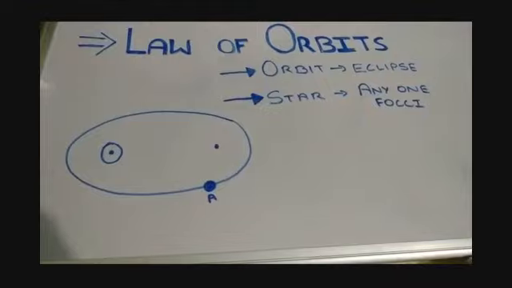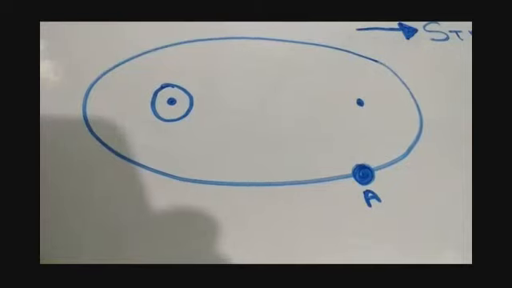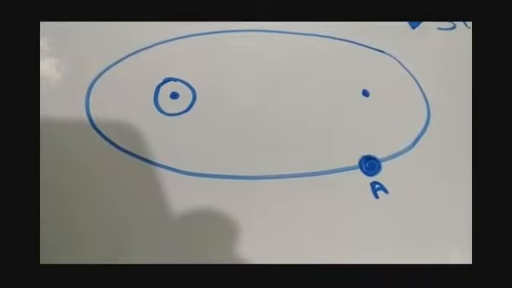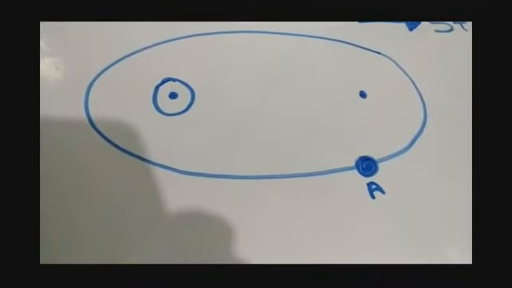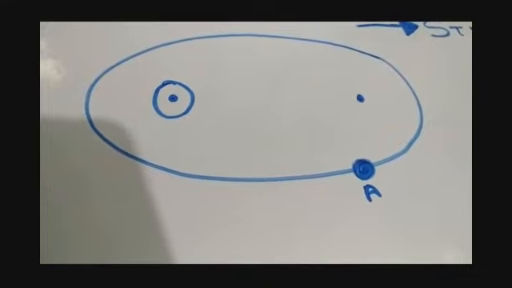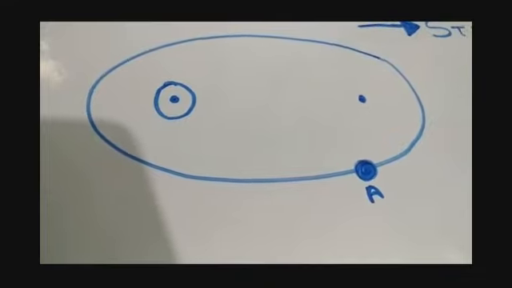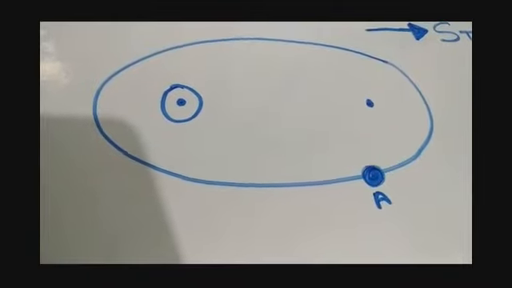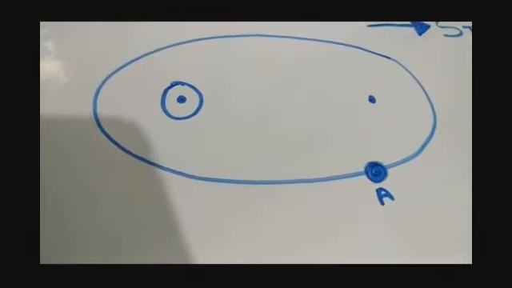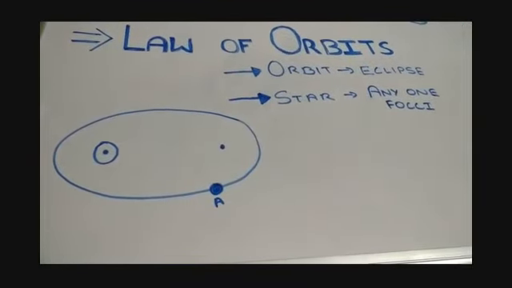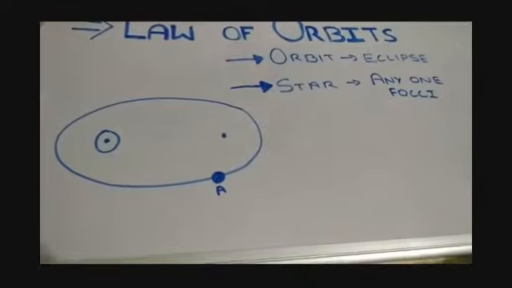Let's understand it from a figure. Let's say we have a planet A revolving around a star. Then the orbit around which it will be revolving the star will be shaped like an ellipse. And the star, as shown in the figure, will be situated at any one of the foci. Now let's move on to our second law, that is law of areas.